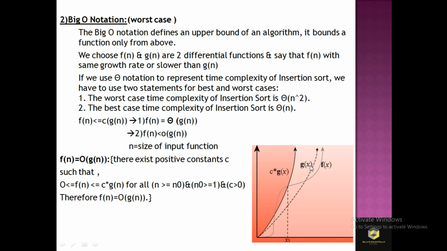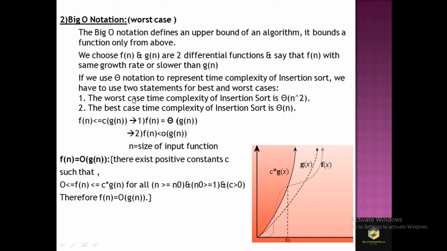Here g(x) is the function which is used to measure the time complexity, which must belong to the upper bound of an algorithm. So c × g(x) must be an upper bound of an algorithm, which will tell the time complexity of the given algorithm. When we choose f(n) and g(n) as two differentiable functions and say that f(n) has the same growth rate or slower growth rate than g(n).